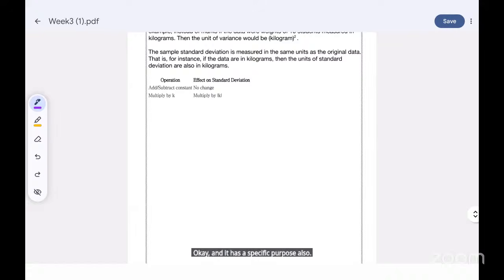I think it's range. No, range obviously has the same units as the data. Ma'am, can you repeat the question, please?